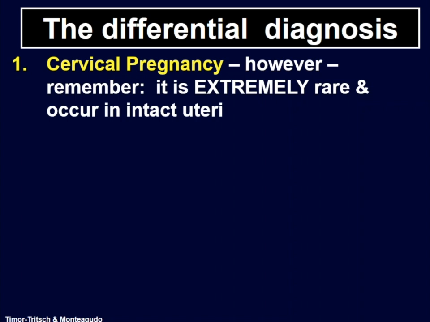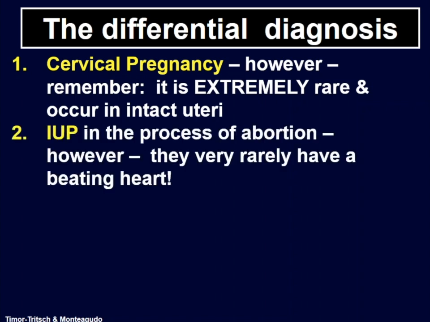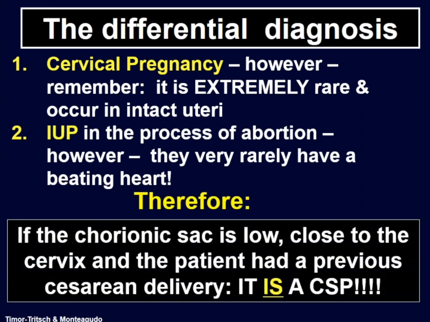However, remember, it's extremely rare and occurs in intact uteri. The interterm pregnancy in the process of abortion can give you the false diagnosis. However, they very rarely have a beating heart. Therefore, and remember this, if the chorionic sac is low in the uterus, close to the cervix, and the patient had a previous cesarean delivery, it is therefore a scar pregnancy.